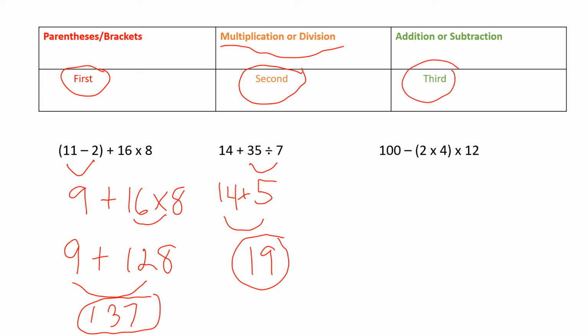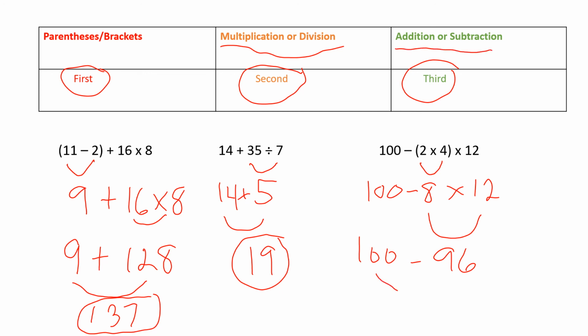Let's look at this final example. Here we have grouping symbols, 2 times 4, so we're going to start there, and we get 8. Copy down the rest of the numbers and symbols, gives us 100 minus 8 times 12. So students need to know that the second step of order of operations is always to do all of the multiplication or division. So we do 8 times 12. 8 times 12 is 96, and then we copy down 100 minus 96. Now we're on our third step, which is all of the addition or subtraction from left to right. So we have 100 minus 96, which gives us 4.